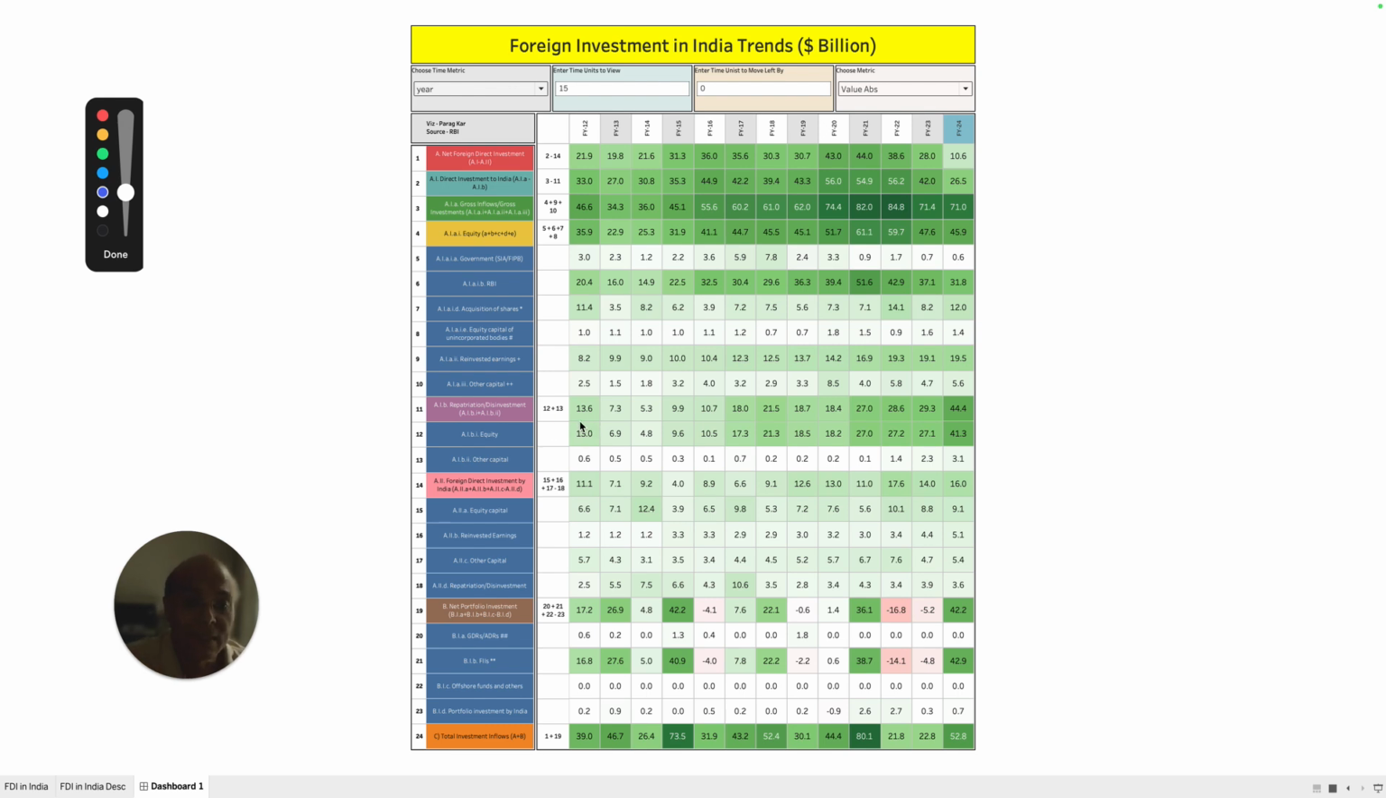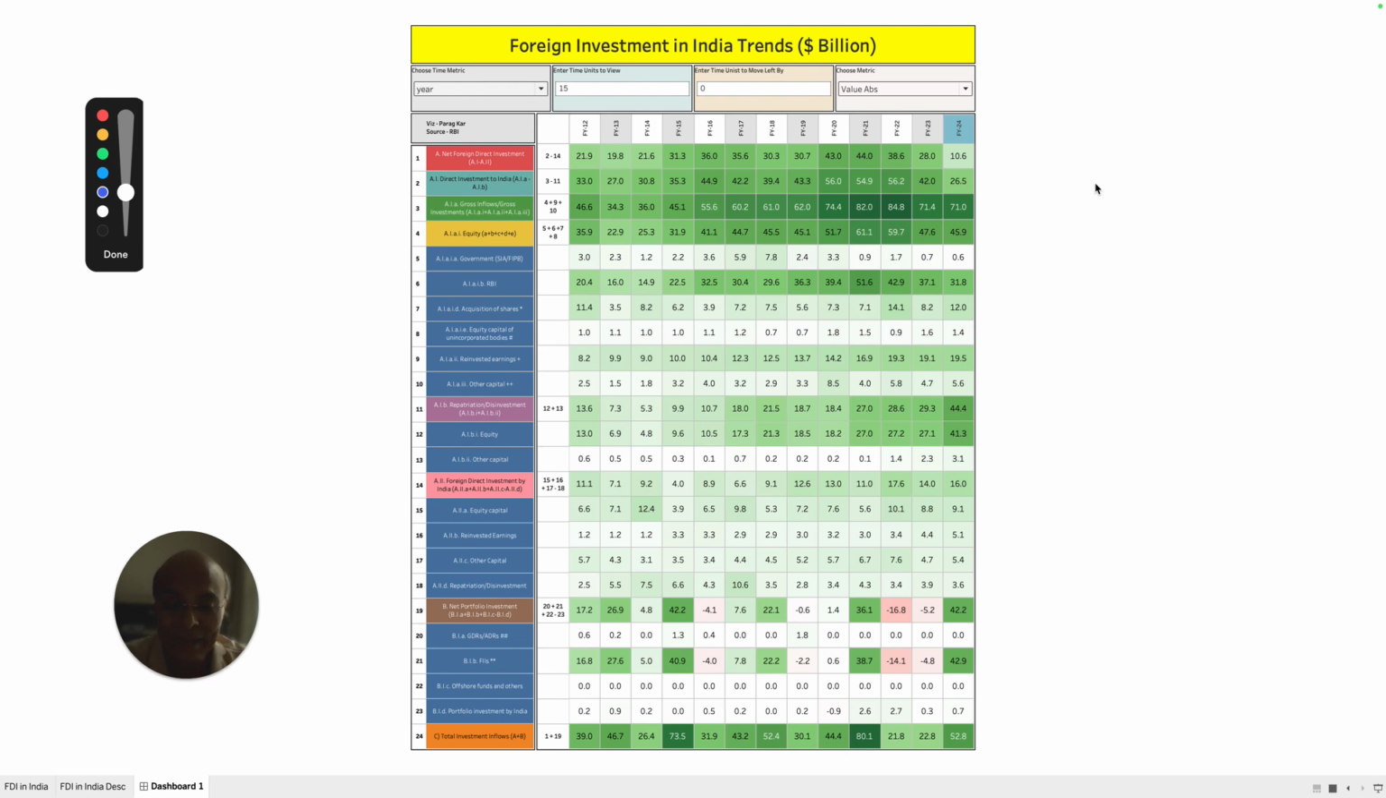Now, if you look at disinvestment, you will notice that the disinvestment numbers have gone significantly higher in FY24, to $44.4 billion. So the foreign investors are taking money out of India. They have taken out $44.4 billion, which is almost 1.5 times the $29.3 billion we saw going out in the last financial year, which is FY22. And that is why net foreign direct investment in India has gone so low to 10.6.